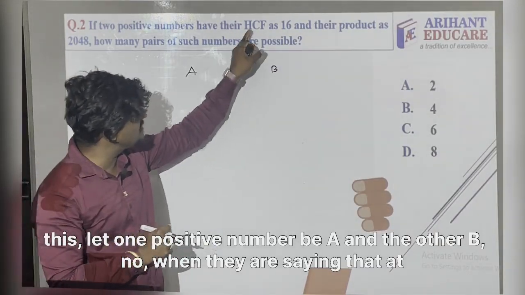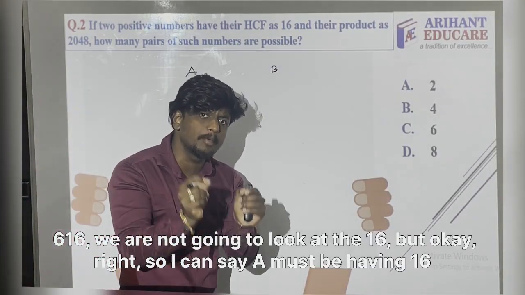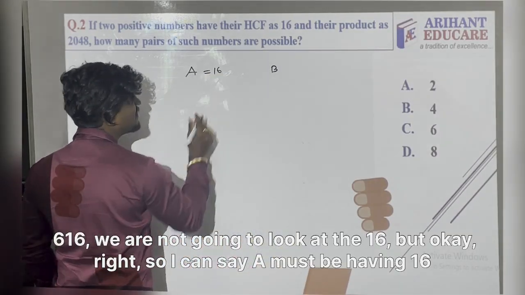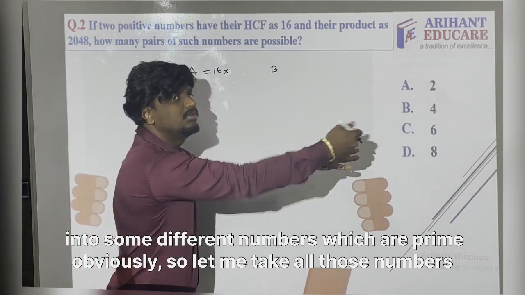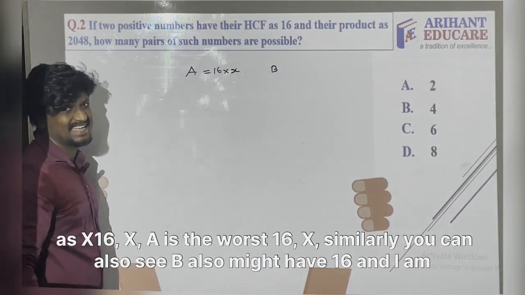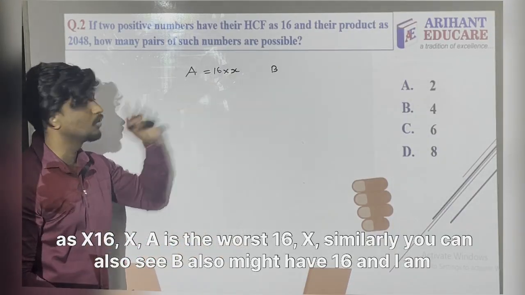Now, when they are saying that HCF is 16, matlab dono ke paas 16 pakka hai, right? So I can say A must be having 16 into some different numbers which are prime obviously. So let me take all those numbers as x, 16x. A is equal to 16x.